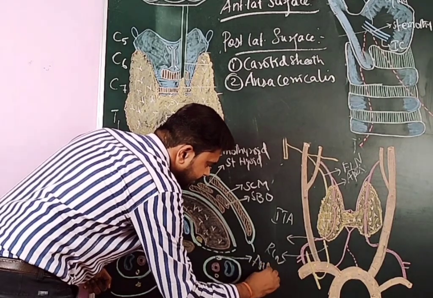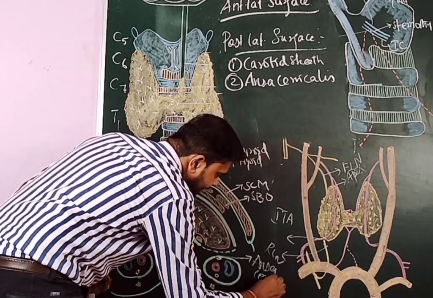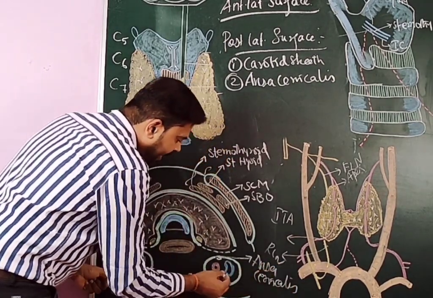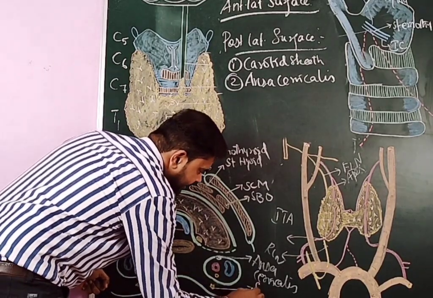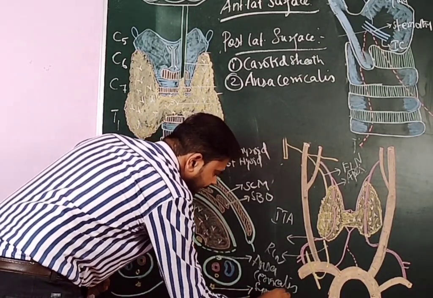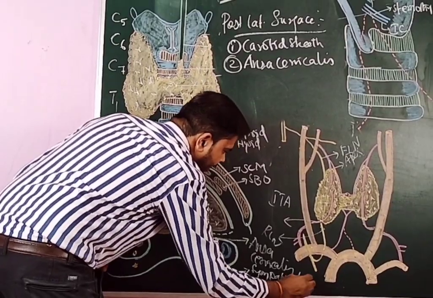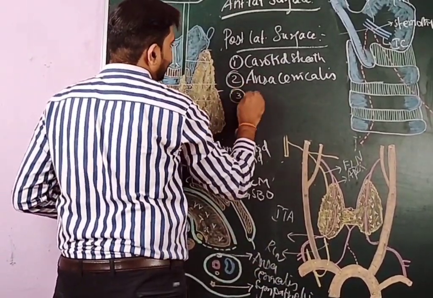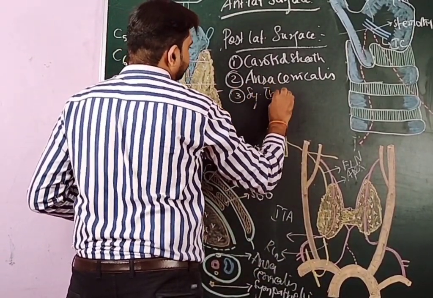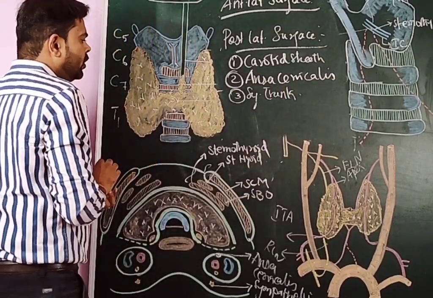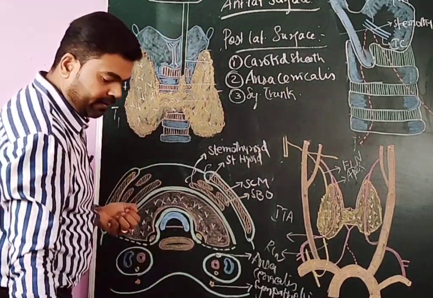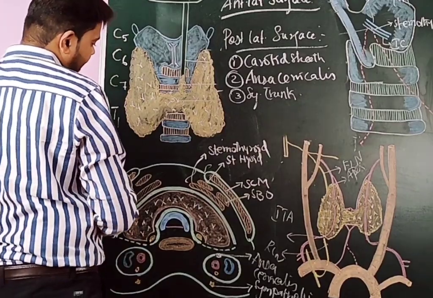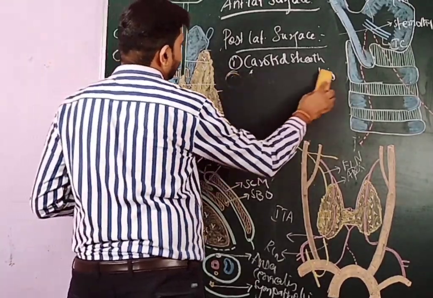So here you can see the ansa cervicalis. And behind the carotid sheath, you can see the sympathetic trunk. So these are the relations for the posterolateral surface: the ansa cervicalis and the sympathetic trunk. So this is about the posterolateral surface. Next we'll go for the medial surface.